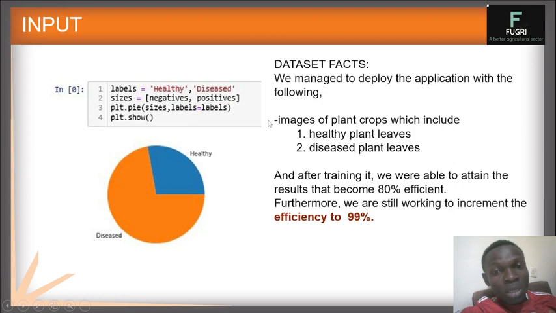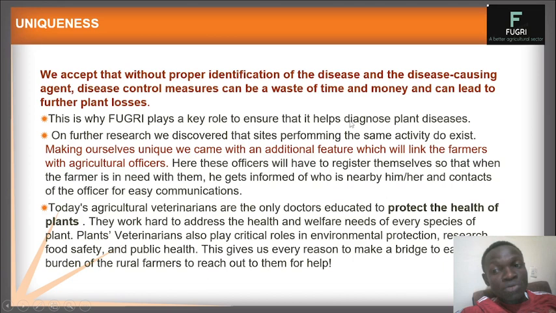Now on further research we discovered that there are some other websites and applications which do the same activity as the one that we are doing, this activity of diagnosing plant diseases through images. To make ourselves unique, we came up with an additional feature which will link the farmers with the agricultural officers. It will be like a page, a Google form, where these agricultural officers will have to register. On registration, the agricultural officer will write his name, his contacts, and his short biography.